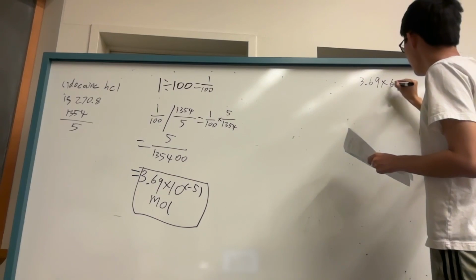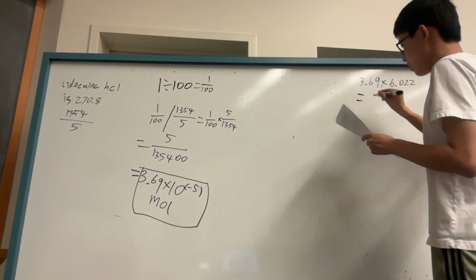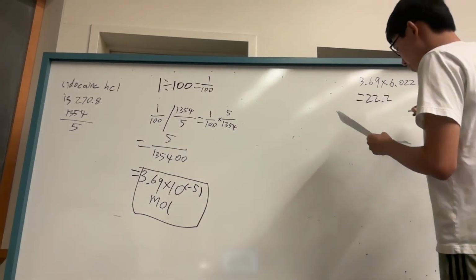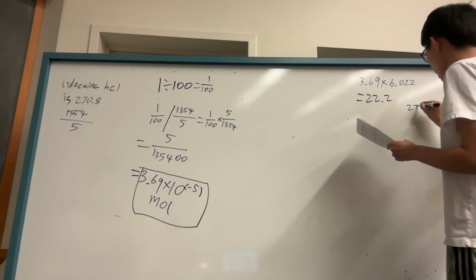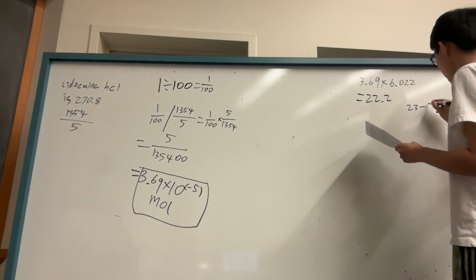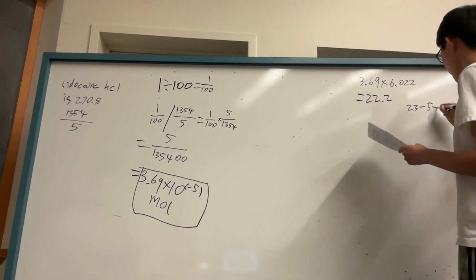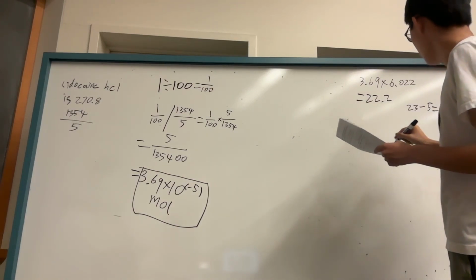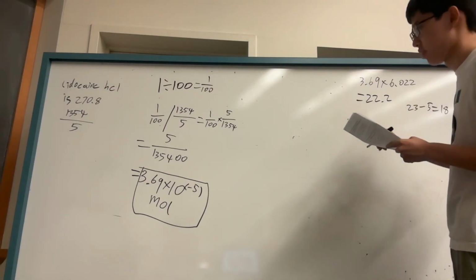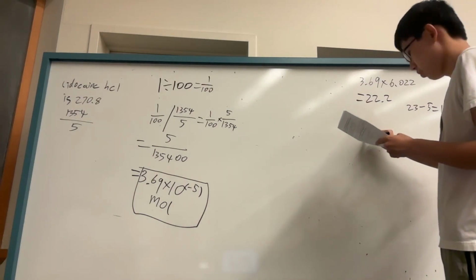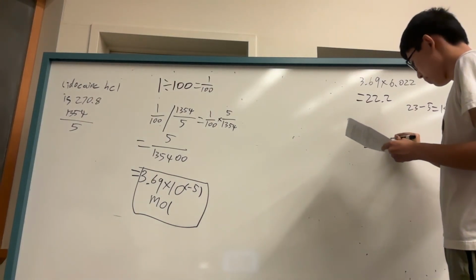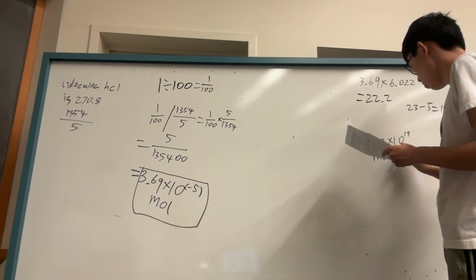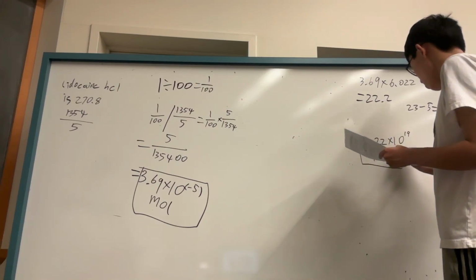And 3.369 times 6.022. This is equal to 22.2. And 23 minus 5 equals 18. So the Avogadro's number, the molecules, will be 2.22 times 10 to the power of 18 plus 1, 19 molecules.